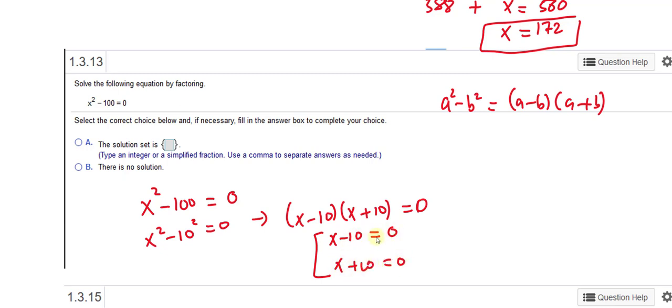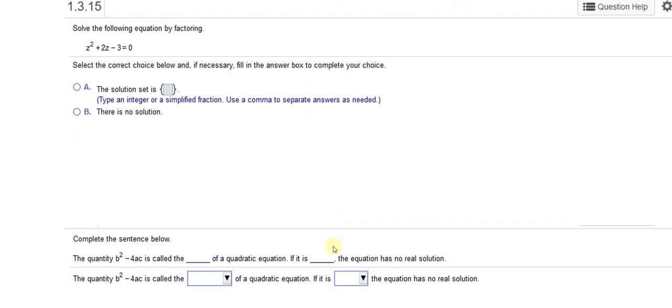Add 10 on both sides, I get x to be 10. Subtracting 10 on both sides, I get x to be minus 10. So these are the two values of your answer. And then the next one, you can solve this one by factoring.